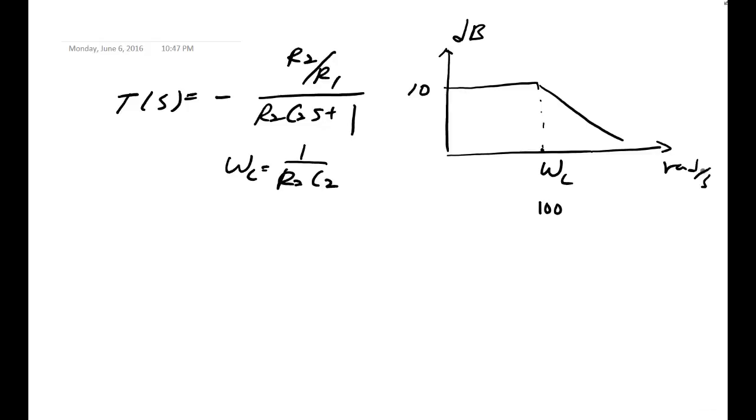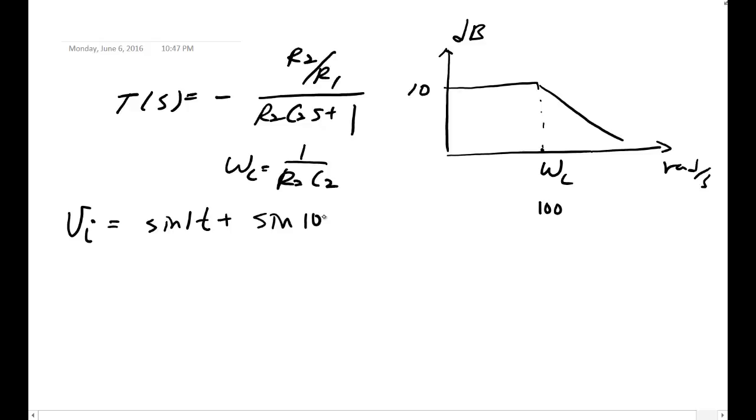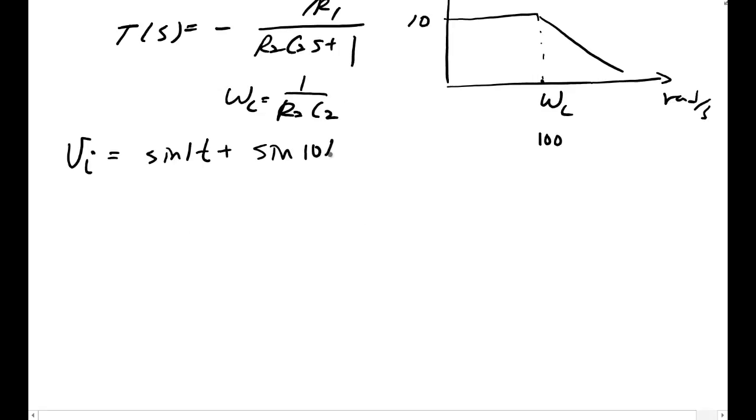So in that case, a typical question is, if I have input Vi equal to sine 1t plus sine 10t, what will be the Vo(t) at steady state?